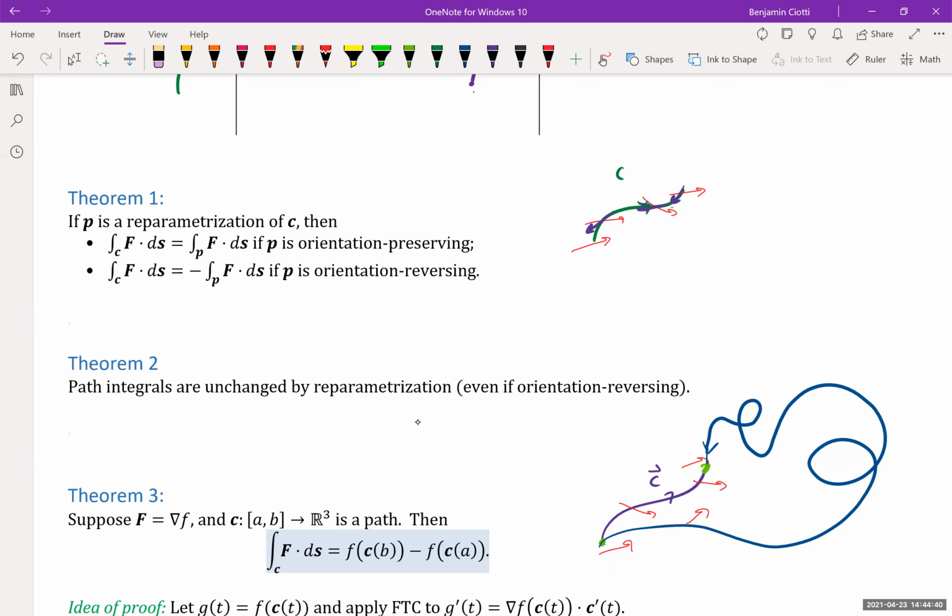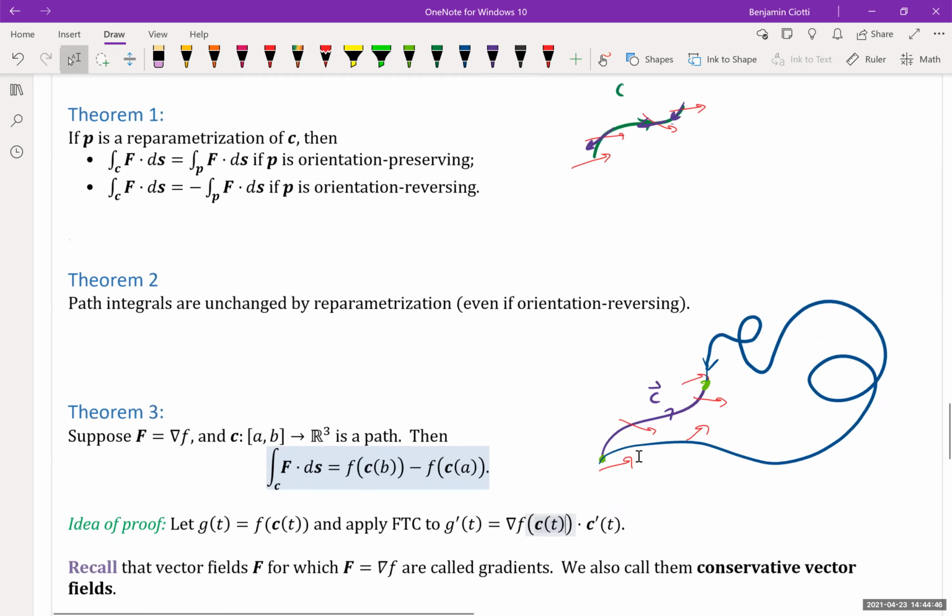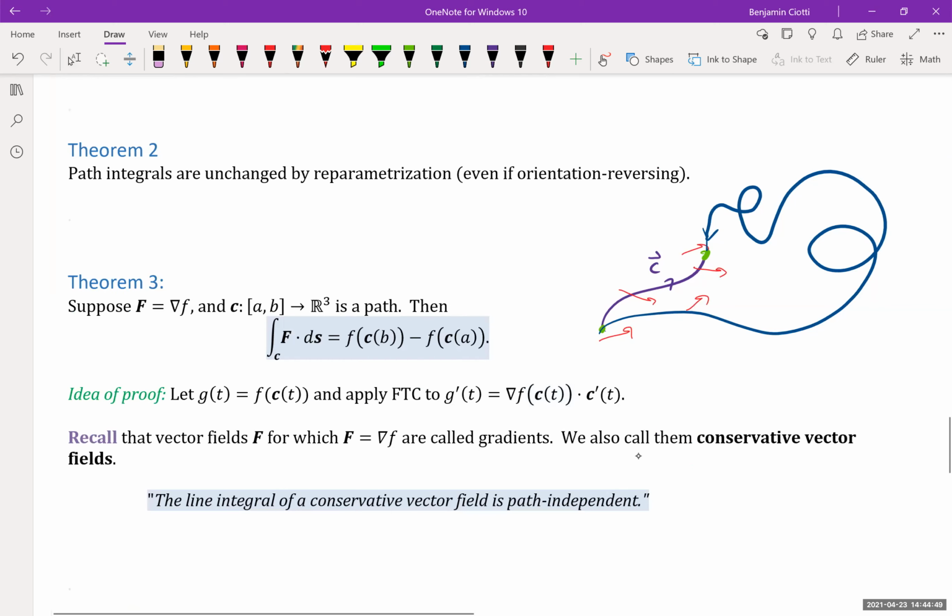Now, I could prove this. And it's not hard to prove. I don't have time to do it now, so I'll just mention really briefly the idea of the proof. It's just the fundamental theorem of calculus and the chain rule. I wrote down the idea here. I don't have time to talk about it right now, but you can look at it on your own later or talk to me about it in office hours.